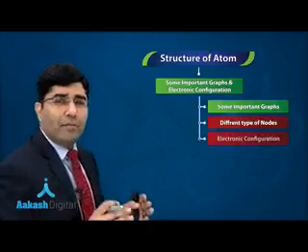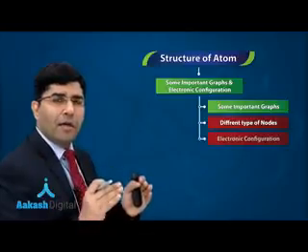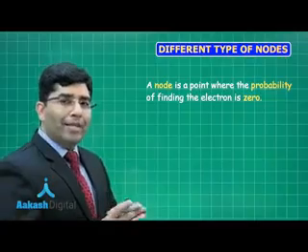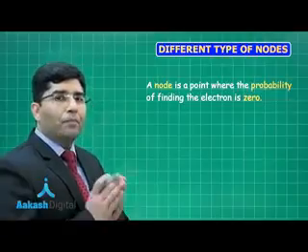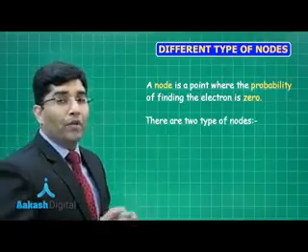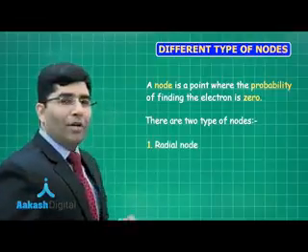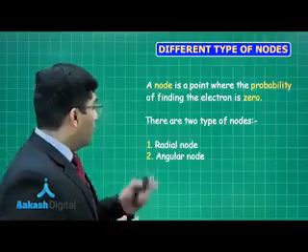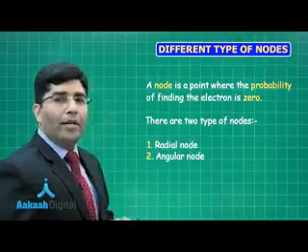So after discussing the different types of graphs, let's talk about the nodes. Now a node is a region or place where the probability of finding the electron is 0. Now there are two types of nodes. One is the radial node and another is the angular node. First of all, we will discuss radial nodes.